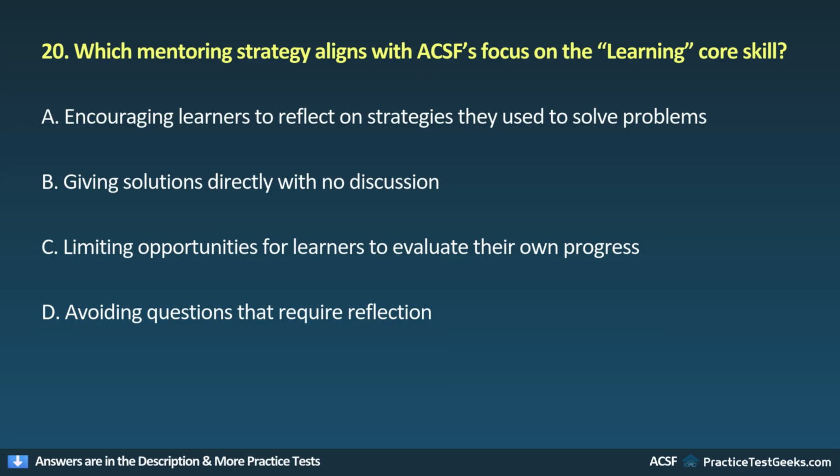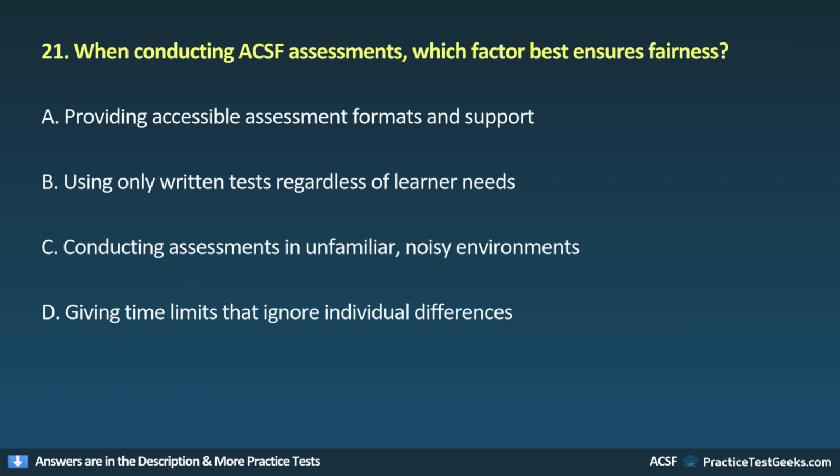20. Which mentoring strategy aligns with ACSF's focus on the learning core skill? A. Encouraging learners to reflect on strategies they use to solve problems. B. Giving solutions directly with no discussion. C. Limiting opportunities for learners to evaluate their own progress. D. Avoiding questions that require reflection.